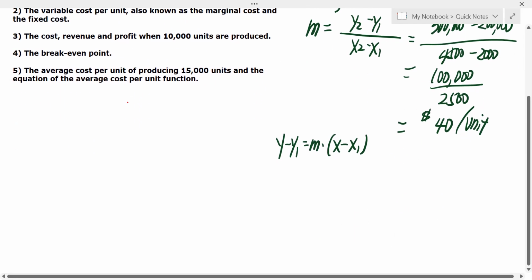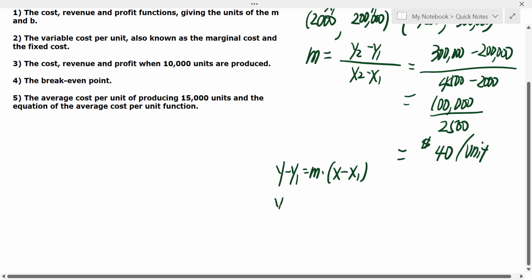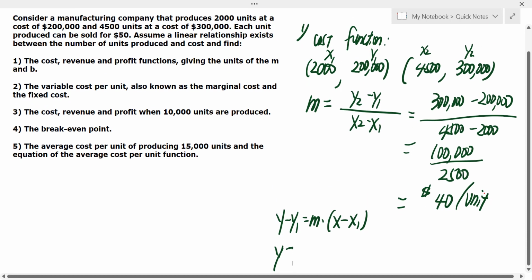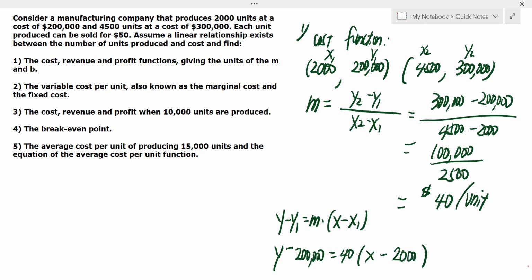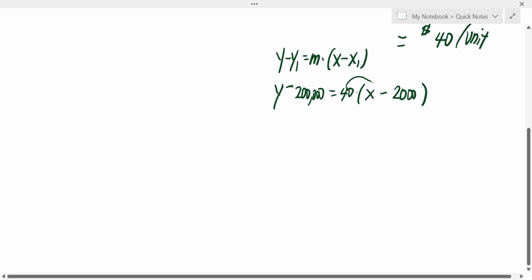Okay. So y minus y1, let's see what y1 is: 200,000. Slope is 40, x minus 2,000. From here we distribute it, get y minus 200,000 equal to 40x minus 40 times 2,000, that's going to be 80,000.